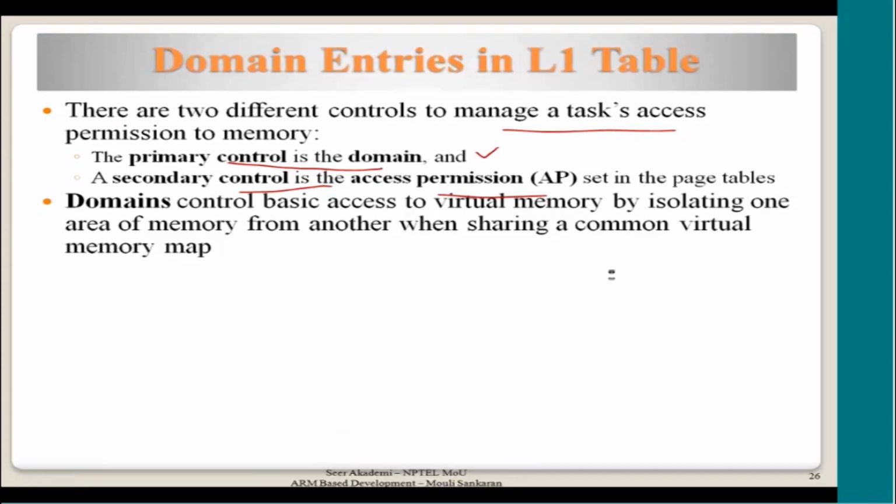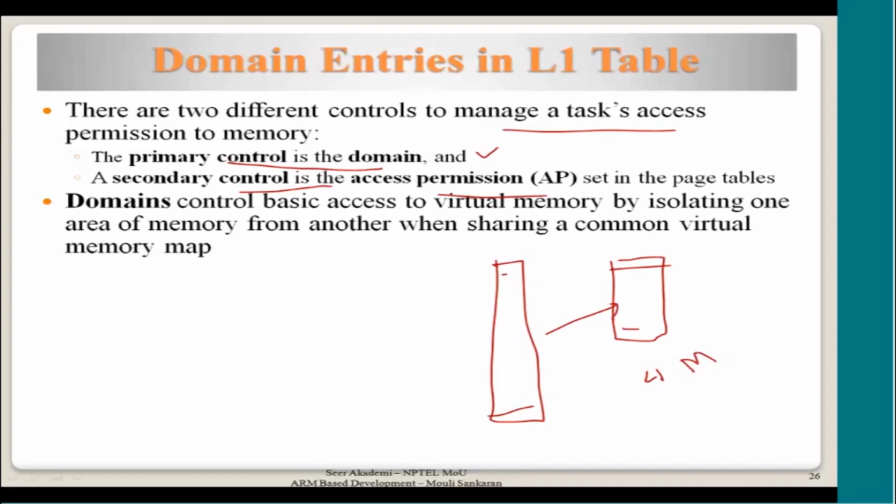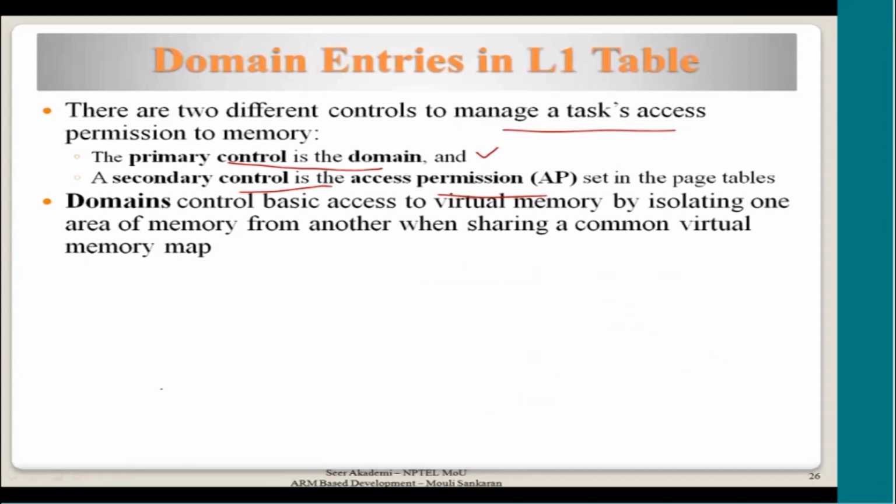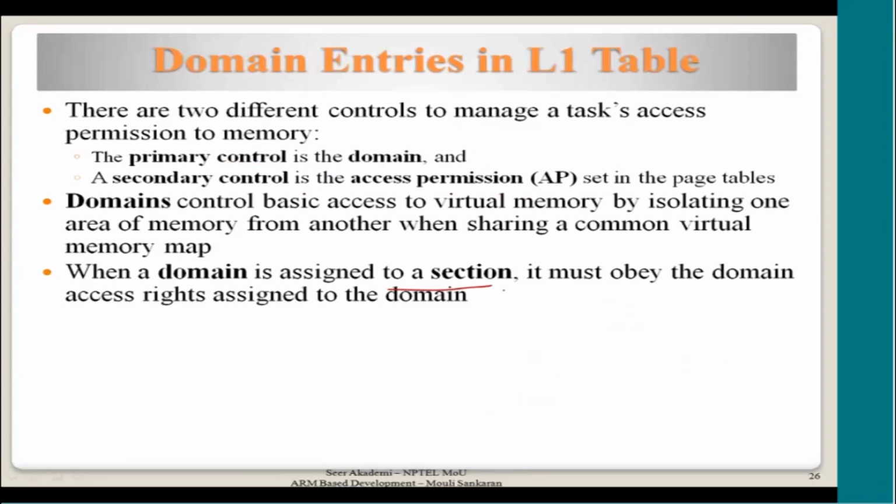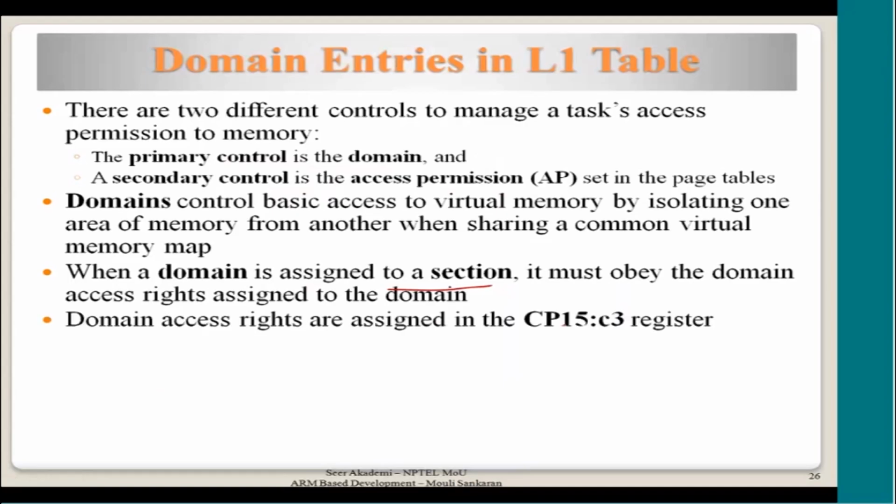So domains control basic access to the virtual memory by isolating one area of memory from another while carrying a common virtual memory map. As I told you, this L1 page table is mapping the whole 4 GB of virtual memory into entries in the L1 master table. Each area of 1 MB is mapped, and we can give it a different domain and then control it differently. When domains are assigned to a section, it must obey the domain access rights.